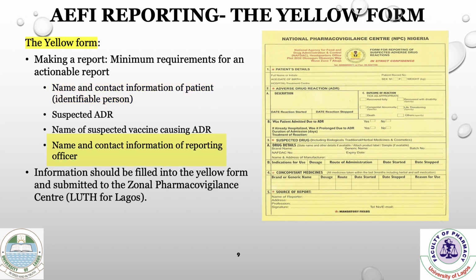The second is you must be able to provide your own name and contact address so that NAFDAC can also reach out to you. And then the third is to describe as much as you can, or as simple as you can, the adverse events suffered by the patient.